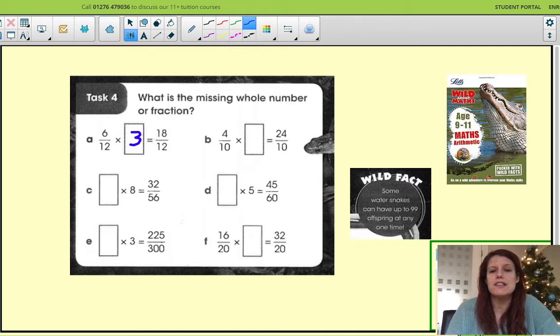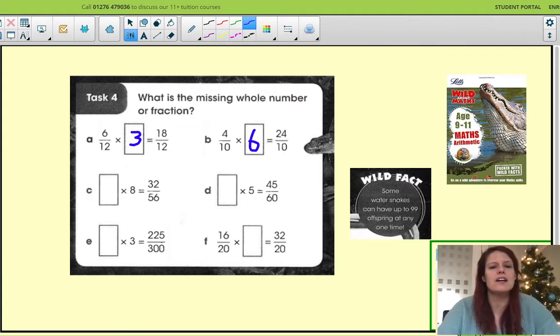B, 4 tenths times something equals 24 tenths. So you have to think, what is going to be multiplied by 4 to make 24? And again, it's a whole number here. It needs to be 6. And we would do 6 over 1, so 10 times 1 would be 10. And 4 times 6 is 24.